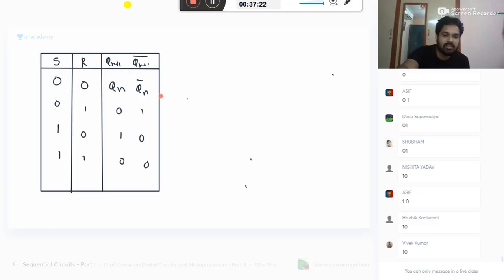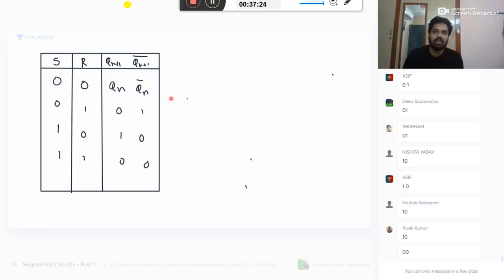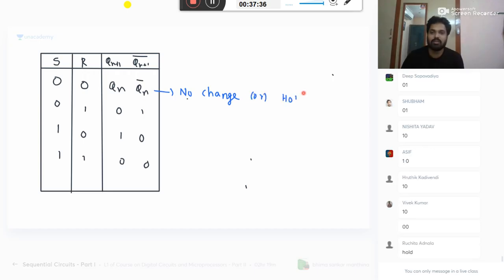Now let us give names for this. This is what we call no change. Change nahi hai hamare paas. Okay. No change. When I see this, I can say one line. Change.